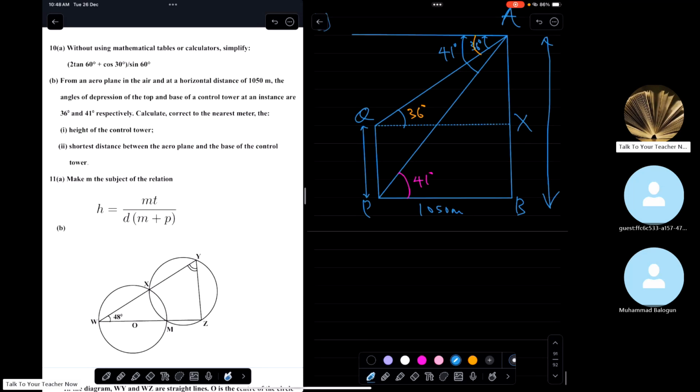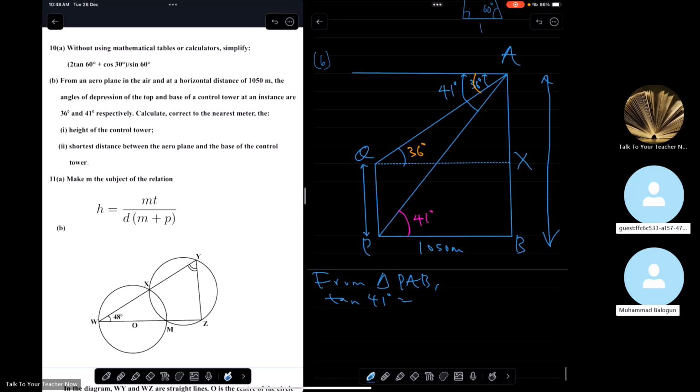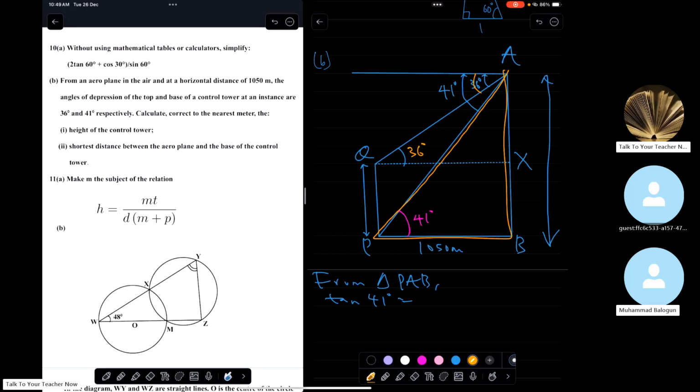Let me write it this way so that you understand. From triangle PAB, tan 41 degrees equals what? Tan 41 degrees equals what, from triangle PAB? You are looking at this triangle now. Is equal to what?